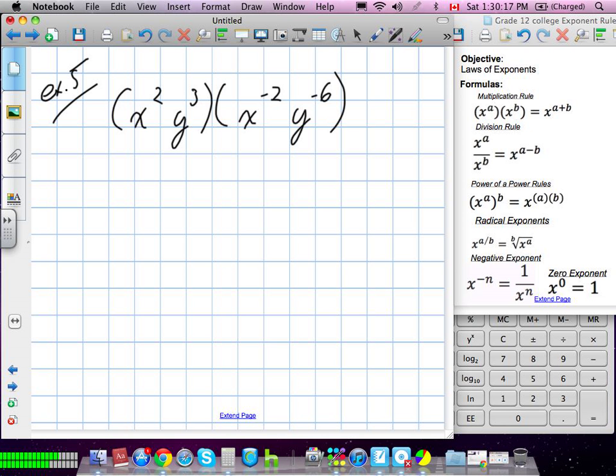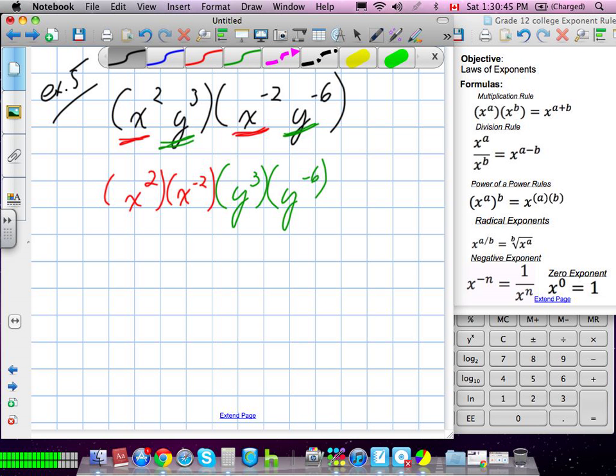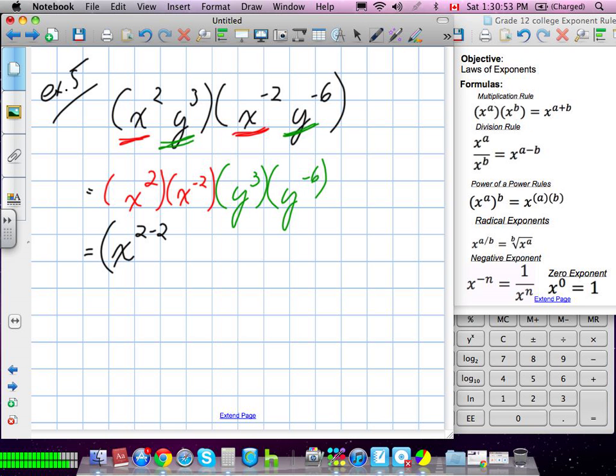That might get confusing. What I really want you to recognize is the only terms we can simplify are the base x's with each other, and the base y's with each other, because we can multiply them. So what's going to end up happening is we're going to have base x to the power of 2 times base x to the power of negative 2, and base y to the power of 3 and y to the power of negative 6. When we go through this, we're actually going to get something a little special here.